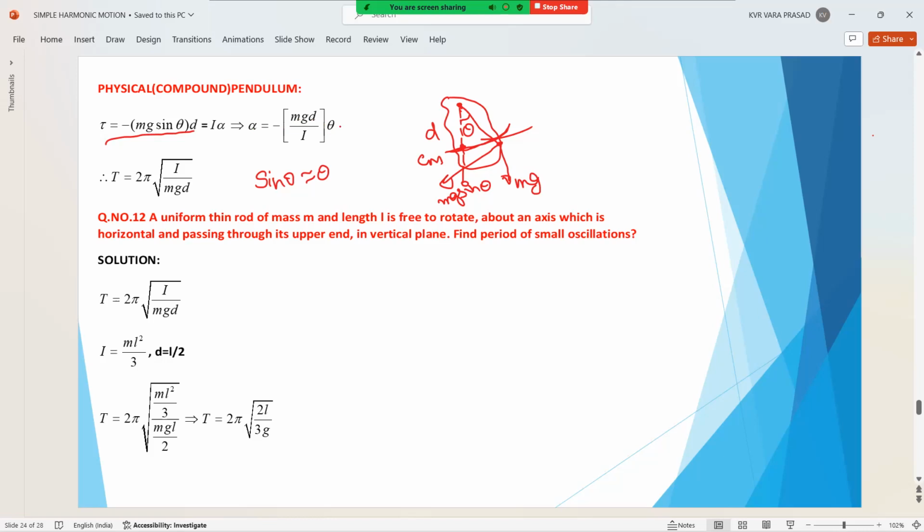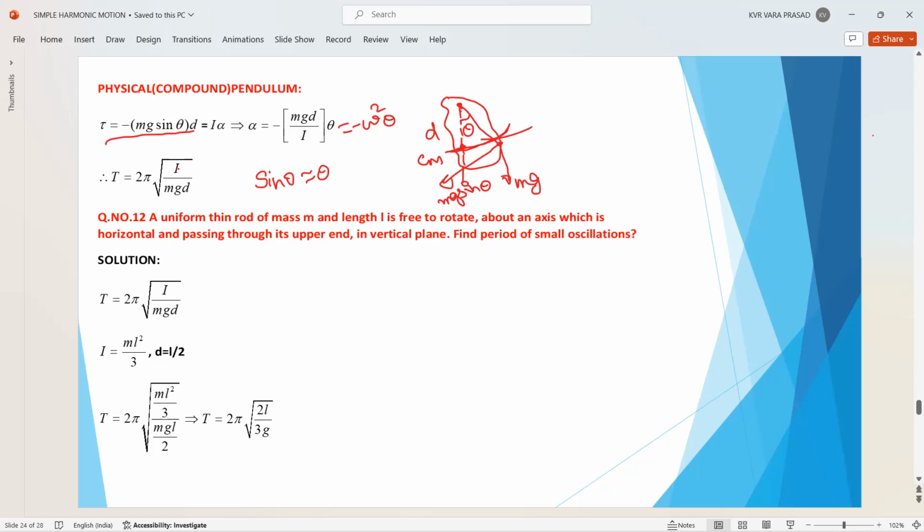See, it is of the form minus omega square into theta. That means omega square value is known. From that we are going to get the expression for time period. That is T equal to 2 pi root of I by mgd, where d is the distance between the point of suspension and center of mass, and I is the moment of inertia of that rigid body about the point of suspension. So this is the expression for the time period of a compound pendulum.